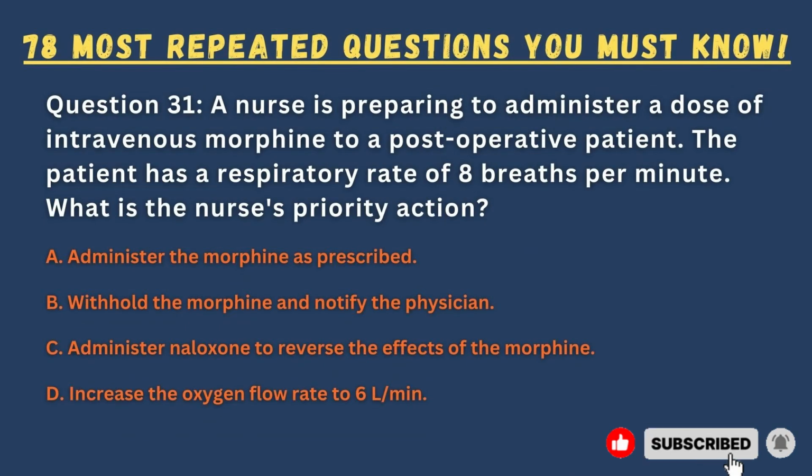Question 31. A nurse is preparing to administer a dose of intravenous morphine to a post-operative patient. The patient has a respiratory rate of 8 breaths per minute. What is the nurse's priority action? A. Administer the morphine as prescribed. B. Withhold the morphine and notify the physician. C. Administer naloxone to reverse the effects of the morphine. D. Increase the oxygen flow rate to 6 liters per minute.